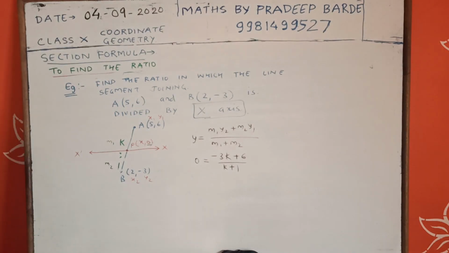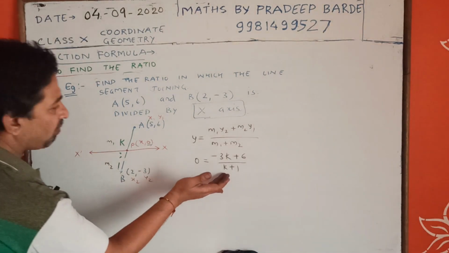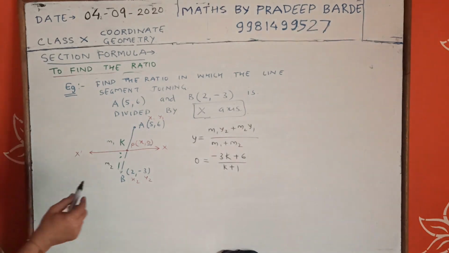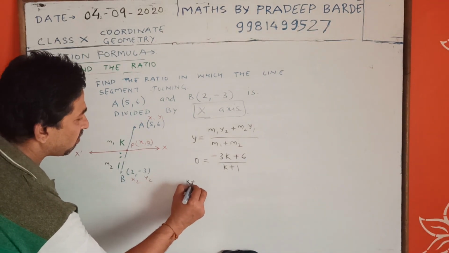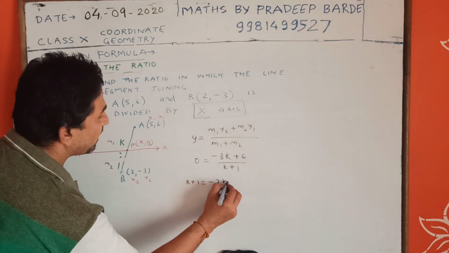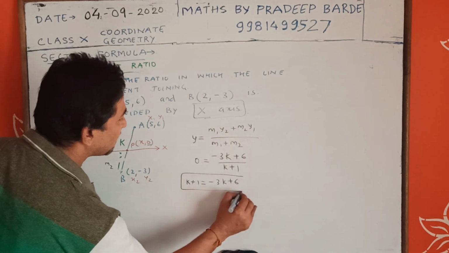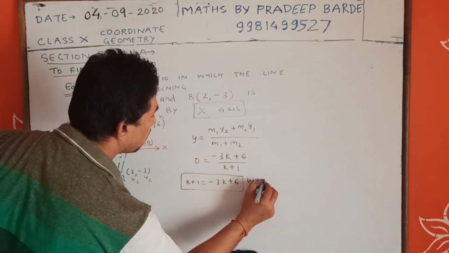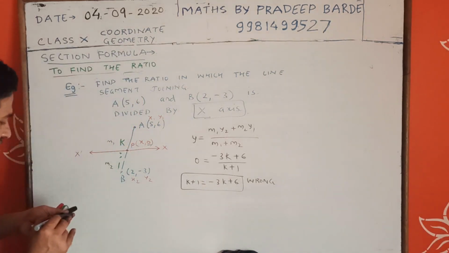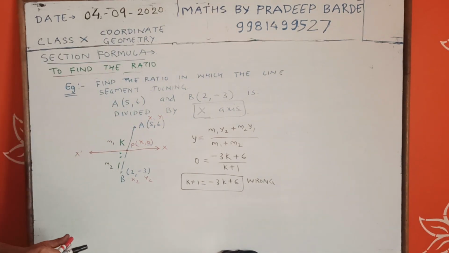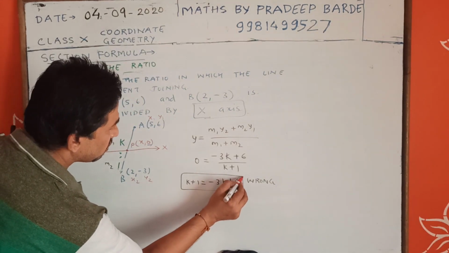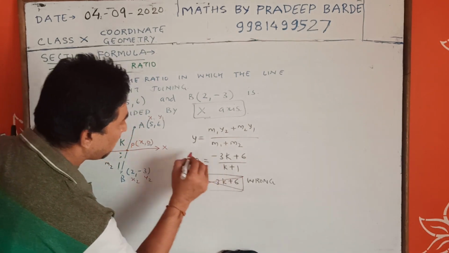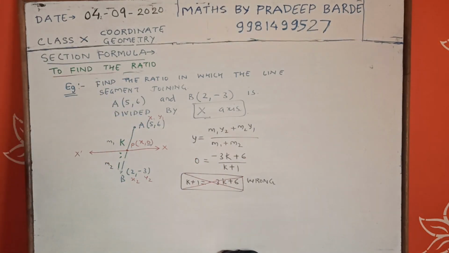नाउ स्टूडेंट्स देयर इज अ कॉमन एरर हियर. जब यहां पे इधर मल्टीप्लाई करते हैं तो बच्चे जनरली ऐसा लिख देते हैं k प्लस 1 इज इक्वल टू -3k प्लस 6. दिस स्टेटमेंट इज रॉन्ग. गलत स्टेटमेंट है बच्चों ये. दिस इज नॉट टू बी रिटन. इसलिए नहीं लिखना है क्योंकि जब हमने यहां पर क्रॉस मल्टीप्लाई किया और 0 से मल्टीप्लाई होगा k प्लस 1 तो वो 0 हो जाएगा.